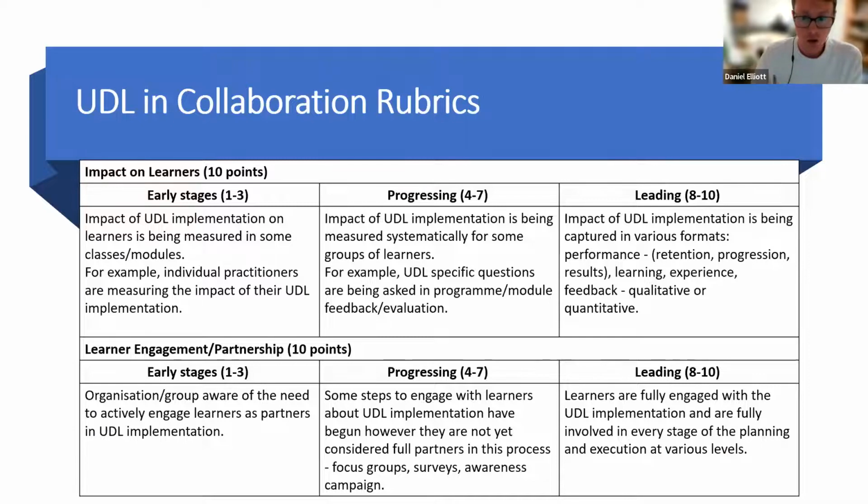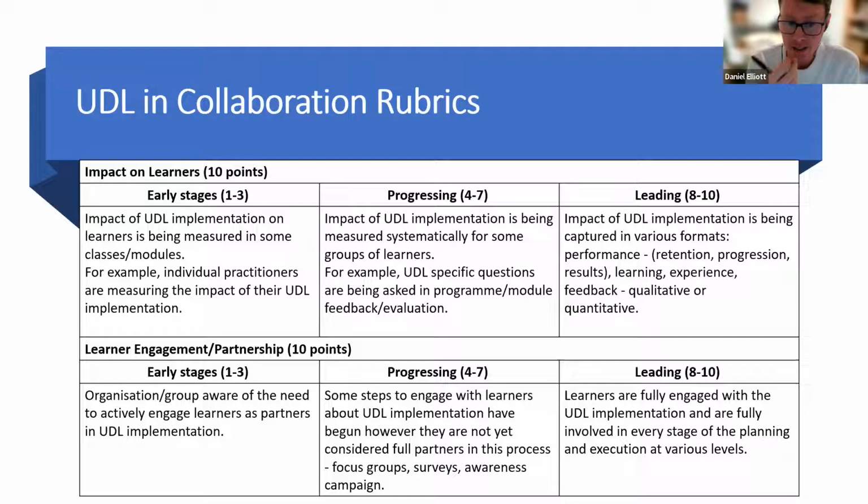And then just to give you a flavor of the rubrics, this is the impact on learners. You'll see that's broken down into 2 parts of 10 points each. In the early stages, the impact of UDL implementation on learners has been measured in some classes or modules. For example, individual practitioners are measuring the impact of their UDL implementation.